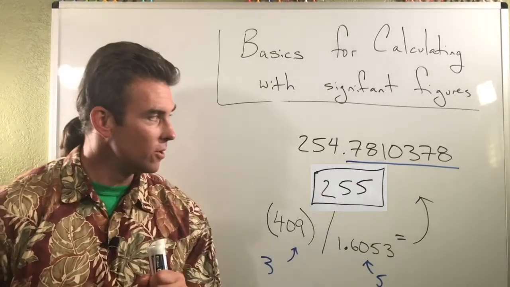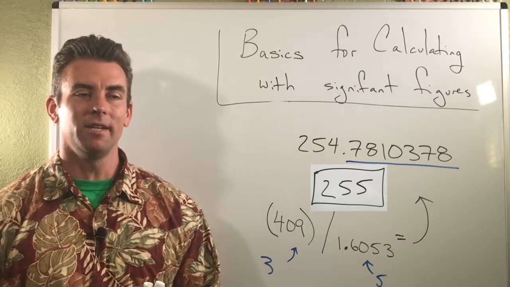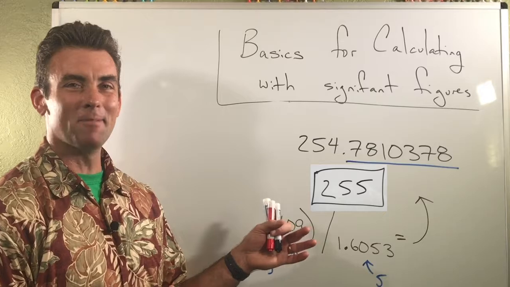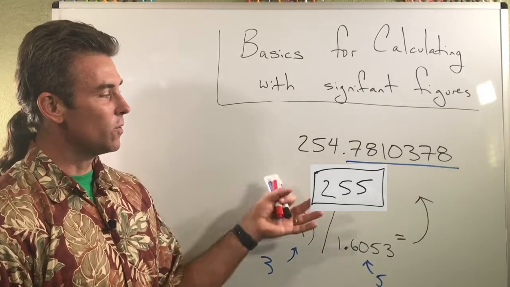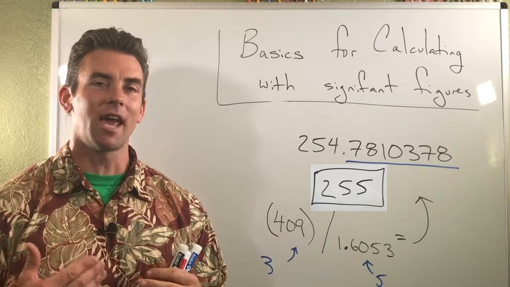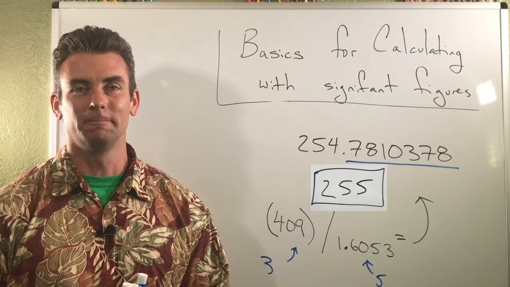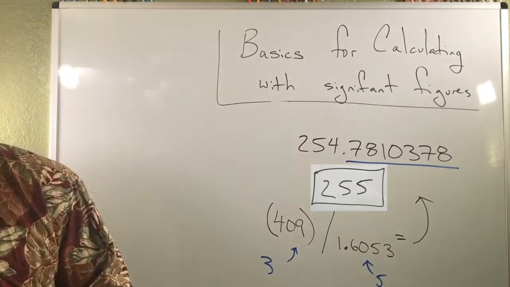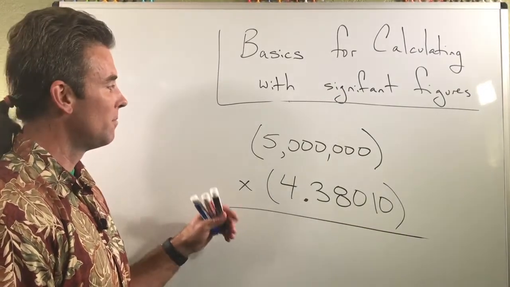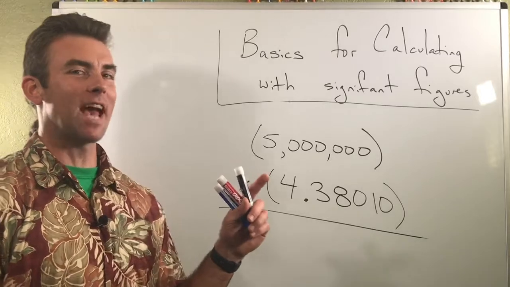So just because this is such an important operation to us as chemists, budding chemists, I'm going to show you kind of an odd situation that comes up when we use big numbers and how to handle that in terms of your rounding. So here we have another multiplication, but an annoying thing is going to happen.